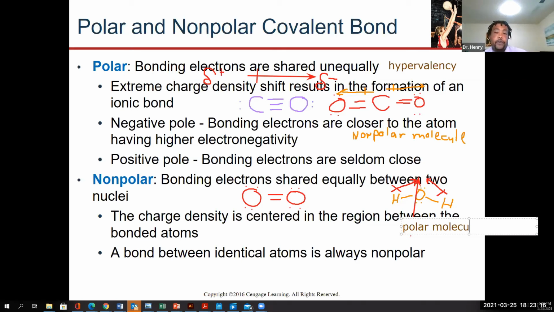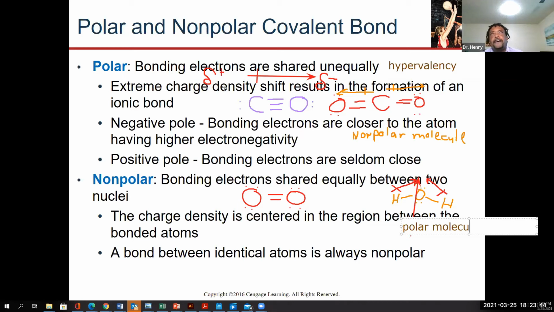And that's different from ionic, where electrons are being given up, right? They're totally given up. So these guys are being shared, but unevenly, right? That means the electrons are still being shared between the two, and the electron remains between the two, but it's spending more time with one than the other.